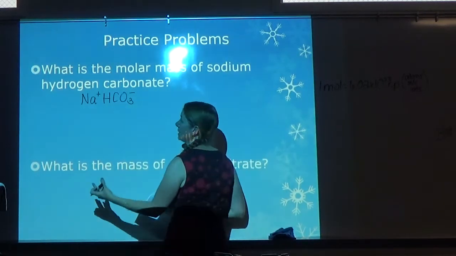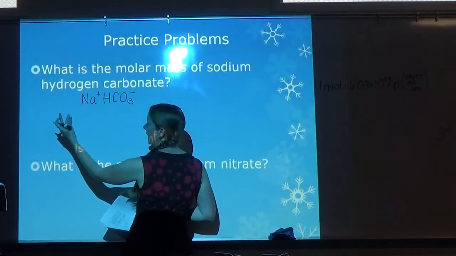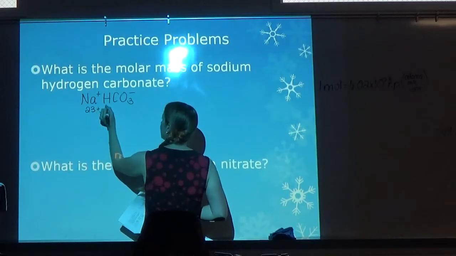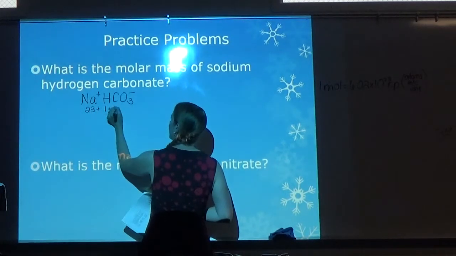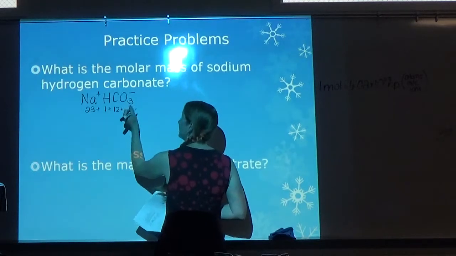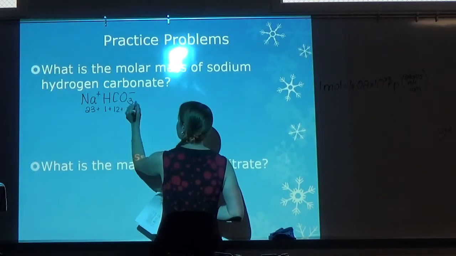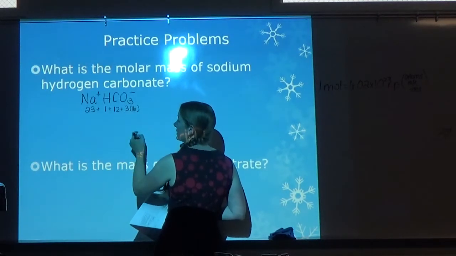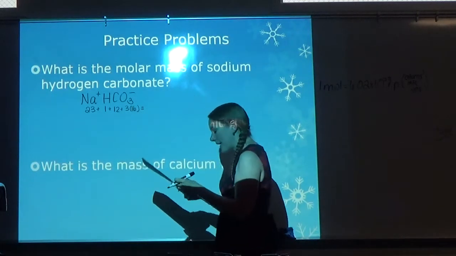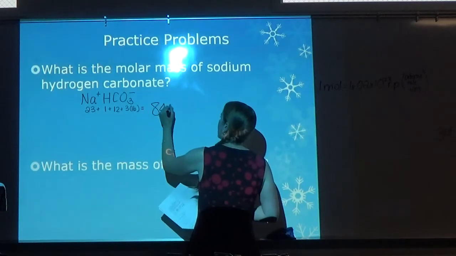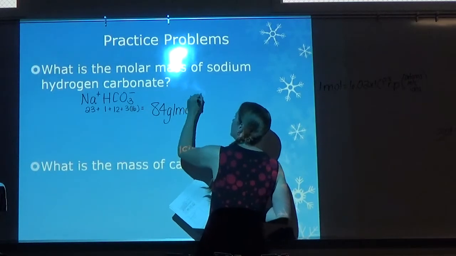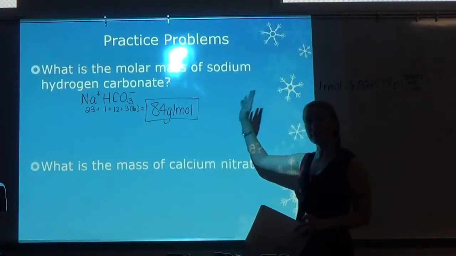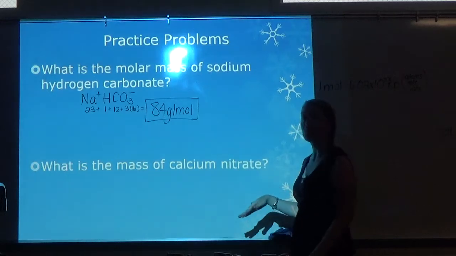So then I just will look at each element. My mass for sodium, so you just find on the periodic table, is about 23. My mass for hydrogen is about 1. My mass for carbon is about 12. My mass for oxygen is like 15.99, so I'll round that to 16. And then I'm going to multiply that by 3 though, because I have 3 oxygens. So once I do all that, I get about 84. And then because I just calculated molar mass, my unit is grams per mole. So like I said, if you mess up the formula, then you're going to mess up the molar mass.